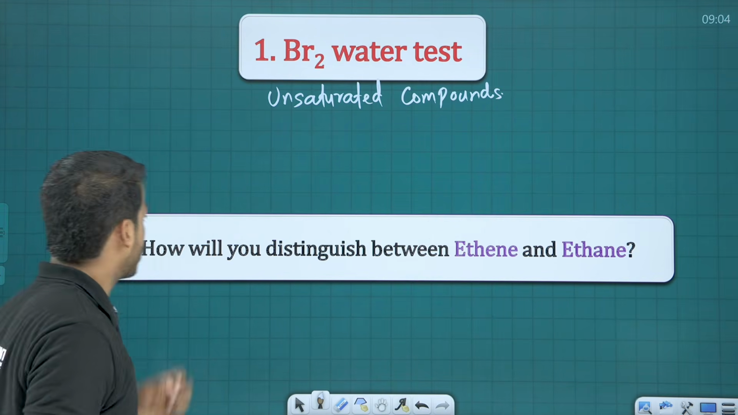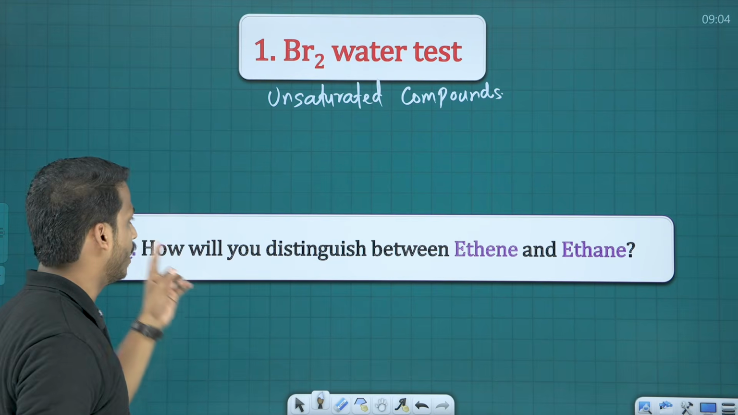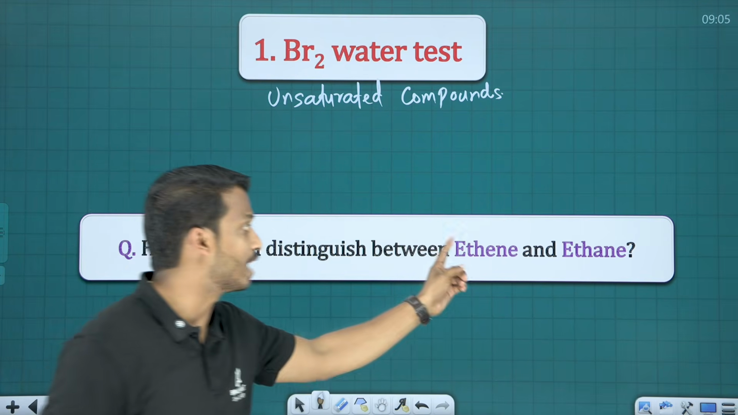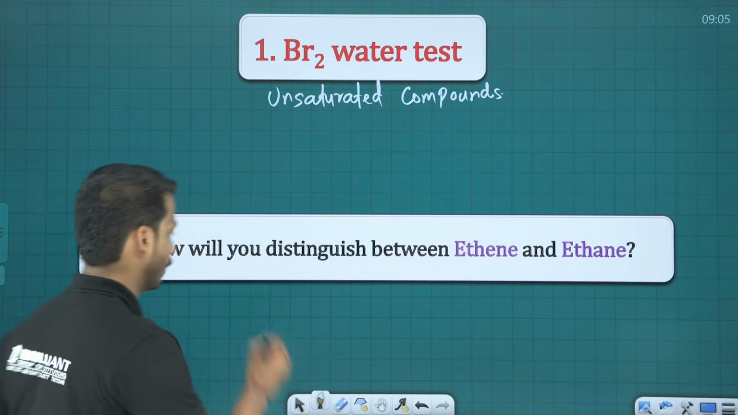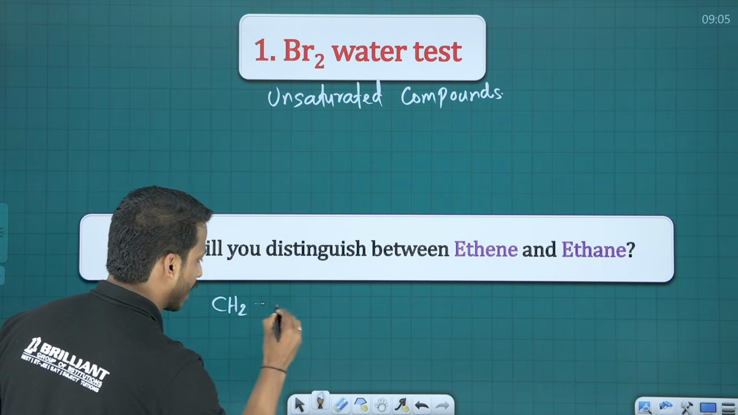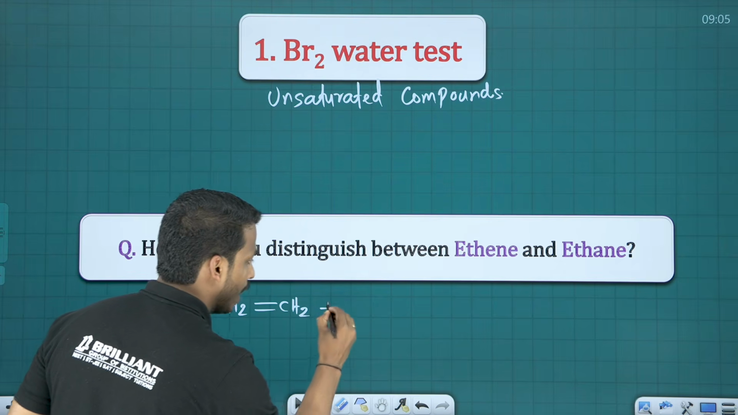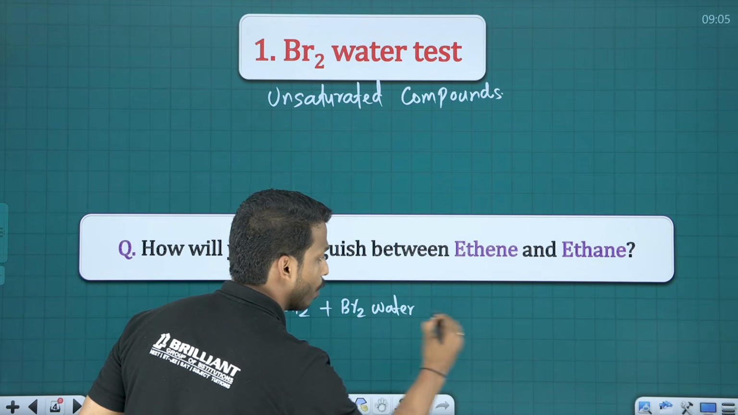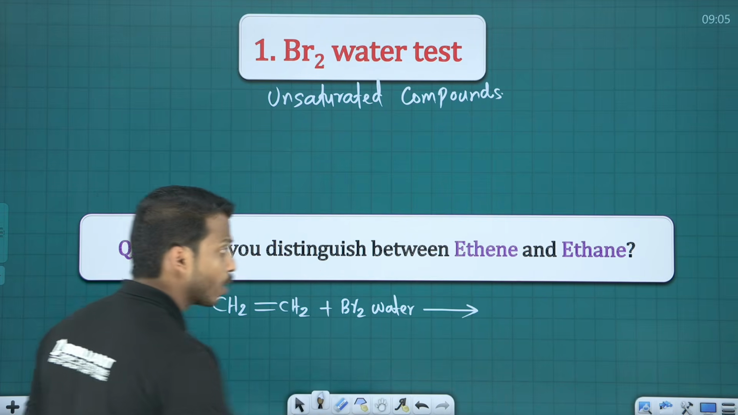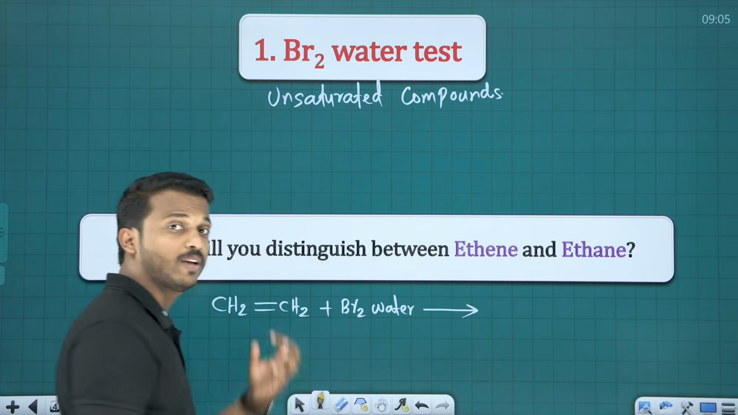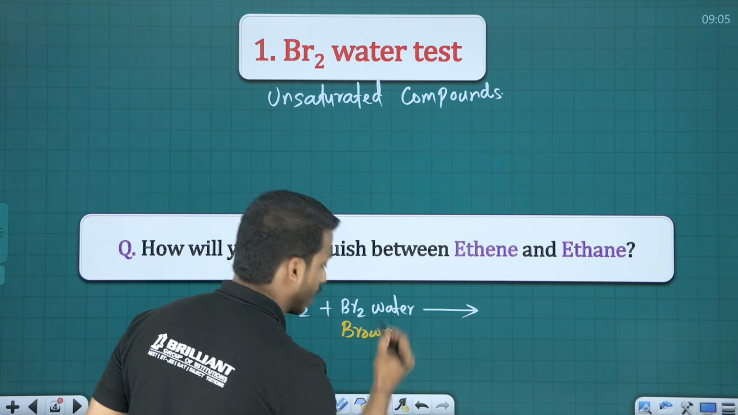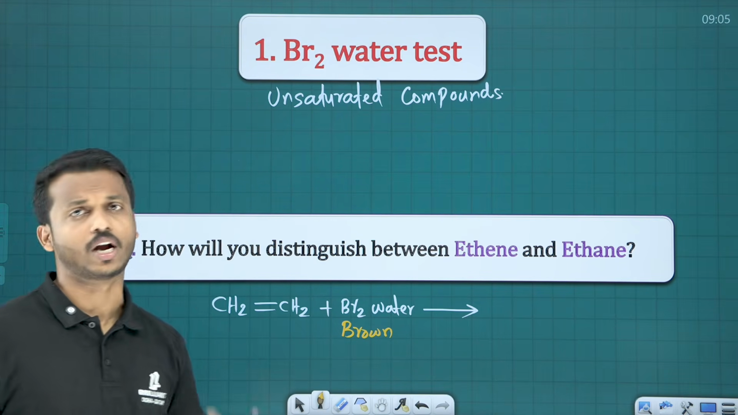Alkenes and all. So carefully, how will you distinguish between ethene and ethane? See, this is unsaturated, this is saturated. So let me take ethene first, and react it with bromine water. You know the color of bromine water? Bromine water has a brown color, a reddish brown, almost brownish color.